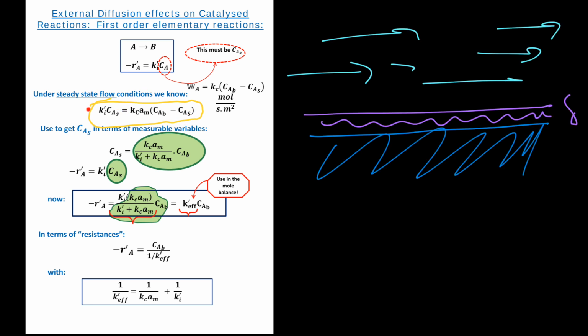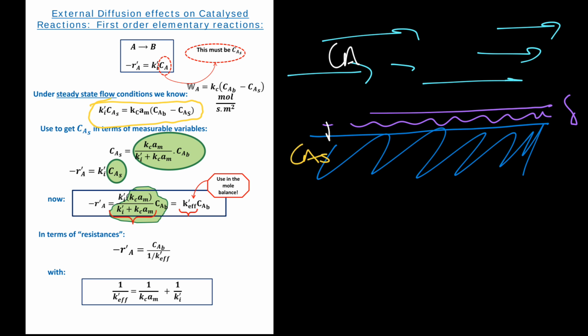If I want steady state conditions, we proved in the previous part of this theme that we must ensure that these two rates are equal. So the rate at which it diffuses to the surface must be equal to the rate at which it gets consumed if I want a steady Ca surface value at that surface of my catalyst particle.